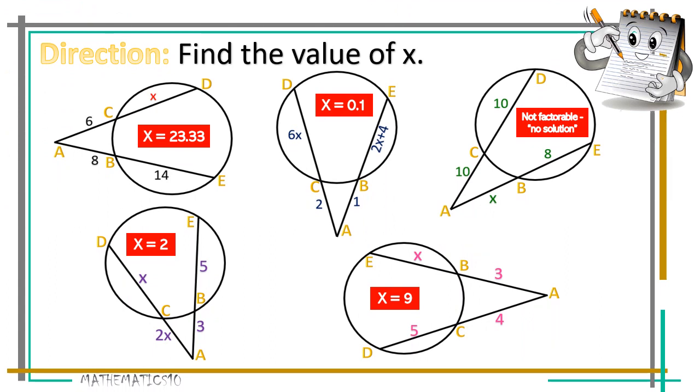So we have here for number 1, x equals 23.33. Letter B, we do have x equals 0.1. For letter C, since the quadratic trinomial there is not factorable, we may put the note that there would be no solution or not factorable. Next, for our fourth item, x is equal to 2, and lastly, x is equal to 9.